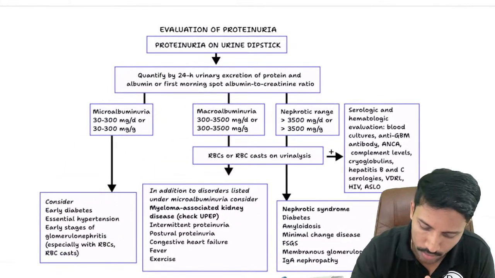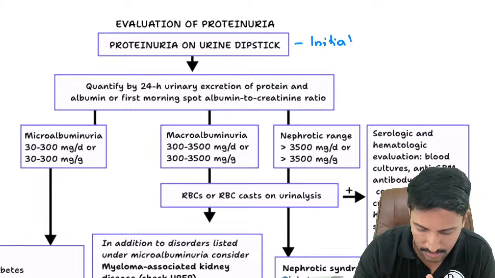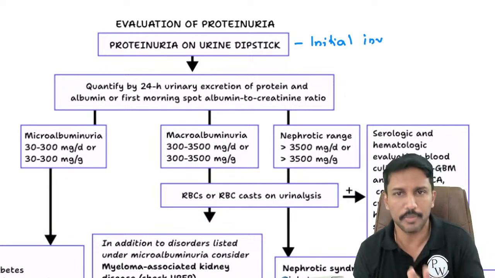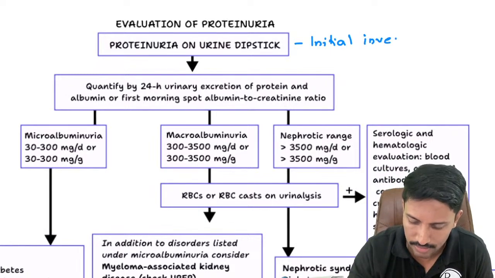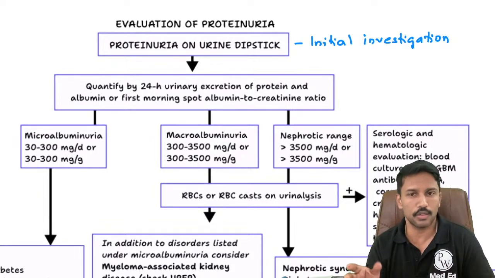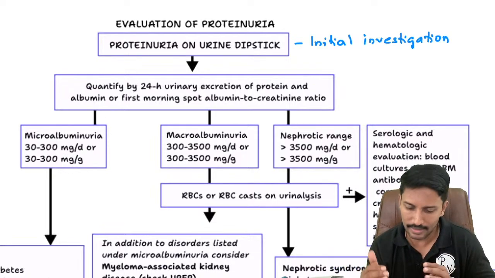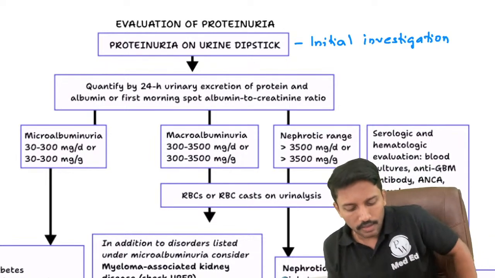So proteinuria on urine dipstick is our initial investigation, a simple and quick investigation. The limitation, I have already told you, is that this cannot estimate non-albuminous proteinuria. So if you suspect that the patient may be losing non-albuminous protein, then you have to do other investigations, maybe the urine protein creatinine ratio or something like that, and not the dipstick.